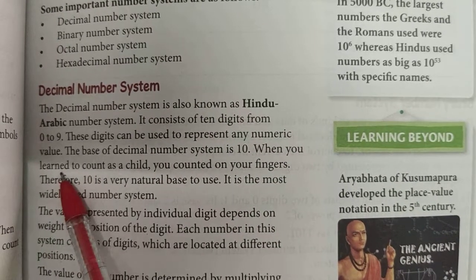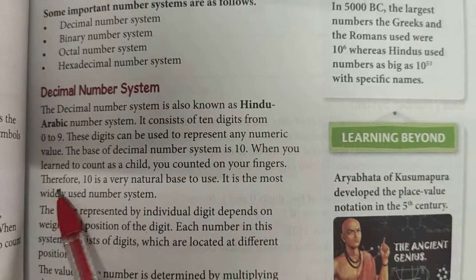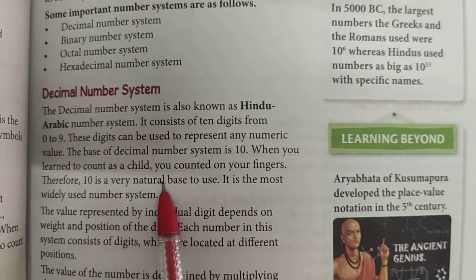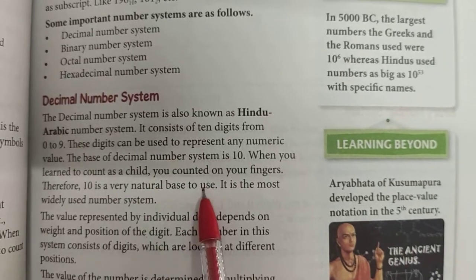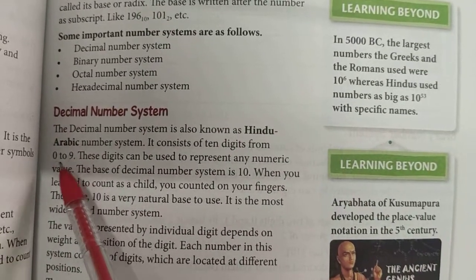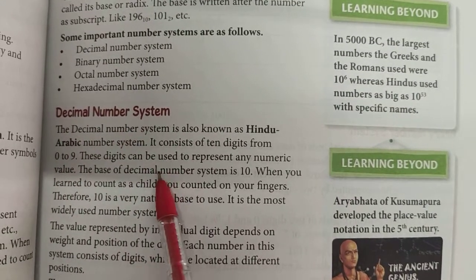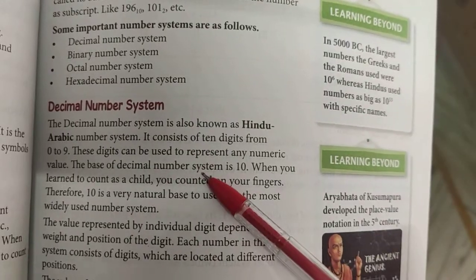When you learned to count as a child, you counted on your fingers. So 10 is a very natural base to use. You can count from 0 to 9, and you will get number 10. So the base for decimal number system will be 10.